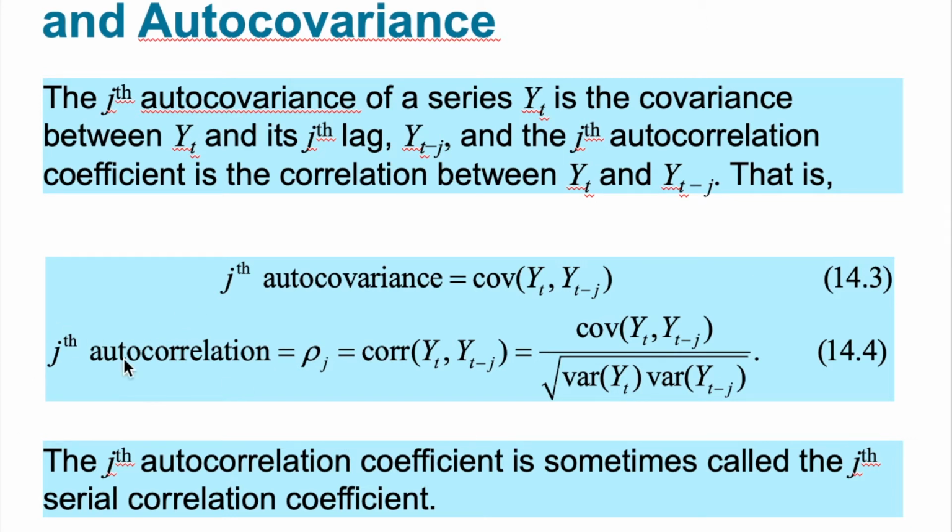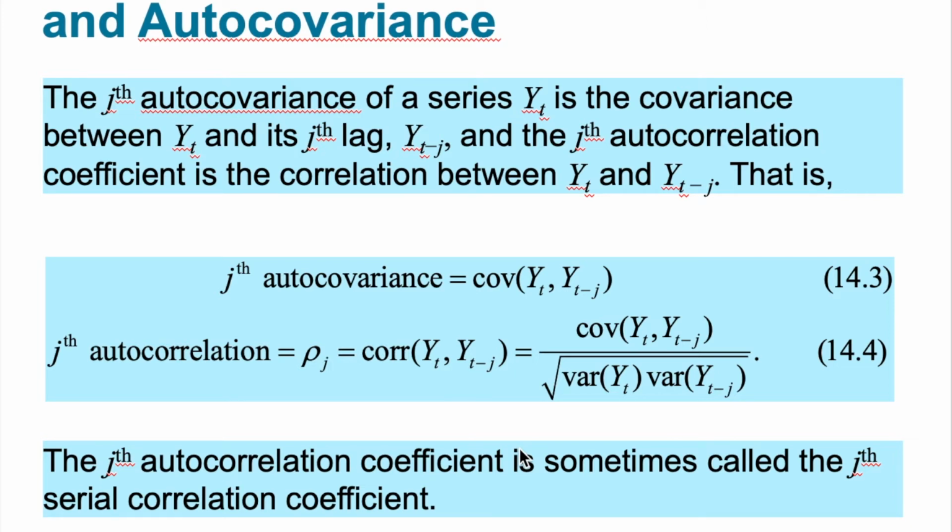So let's write this down in terms of equations. The jth autocovariance is the covariance between an observation yt and yt minus j, where j might be, so if j is 4, this is t minus 4, the covariance between an observation and an observation that occurred 4 periods prior. The jth autocorrelation is rho j, and that correlation is the covariance divided by the square root of the variances. The jth autocorrelation coefficient is sometimes called the jth serial correlation coefficient.